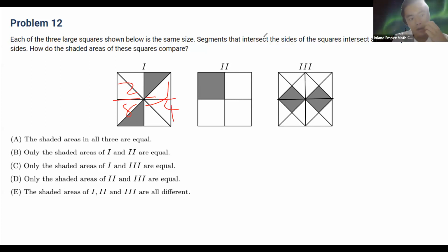In figure number 2, 4 squares are there, 1 is shaded, so it's 1/4. Finally, in the last one, you have a total of 16 triangles, but 4 of them are shaded. So it's 4/16, which is 1/4. So as you can see, even though all of these figures look drastically different, they really are the same ratio. So the answer is A. Are there any questions on this?